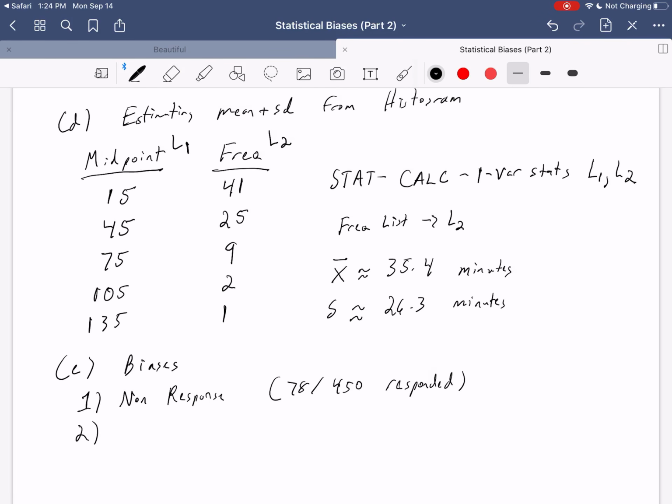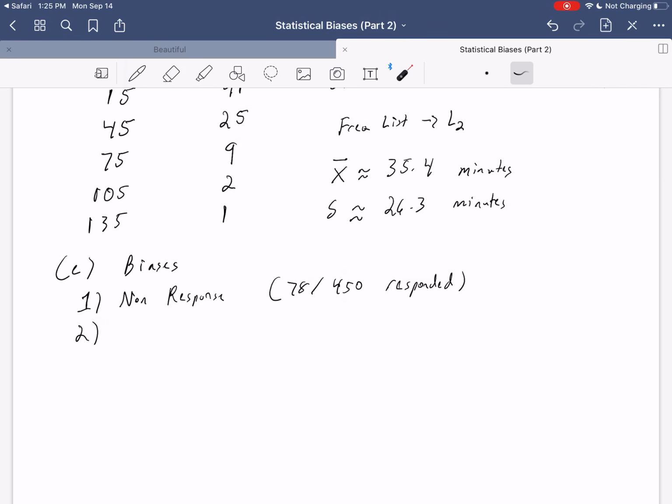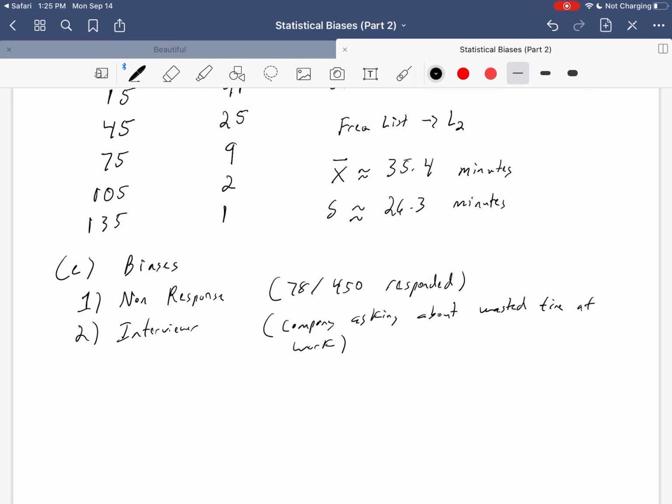What else? Well, we should be a little bit suspicious about the fact that we had this researcher who identified themselves as working for the grocery store chain and then asking a question about how much time you waste while at work. So it seems like it's probably better to have used a third party for this, because this is definitely interviewer bias, right? It's the company asking about wasted time at work. We probably don't want to admit to whoever employs us about how much time we're wasting at work. Or if we do answer it, we're probably going to give a lower value than is really true.